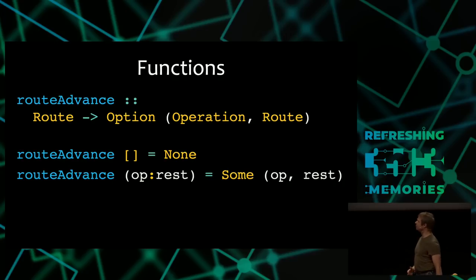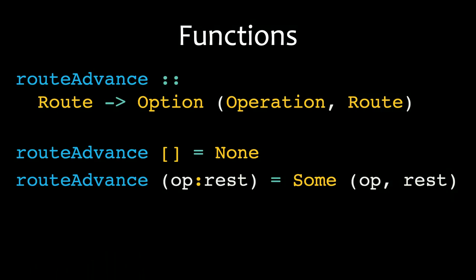This is actually pretty easy to write now. Again, we need to make two equations because a route is a list, and lists always need two equations. So we can say route advance of the empty list is none, and route advance of op and the rest is we just return a sum of op and the rest, because the list already splits exactly along the line that we wanted, between the first and the remaining elements, right? So this is just very simple code, or at least it's short code, that communicates what routes are, right?